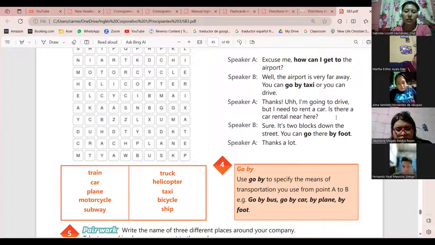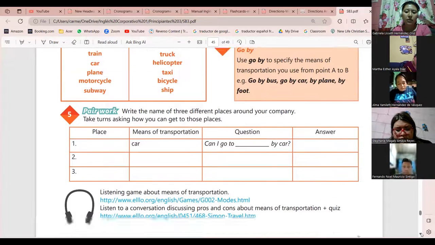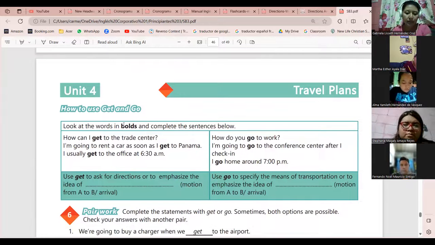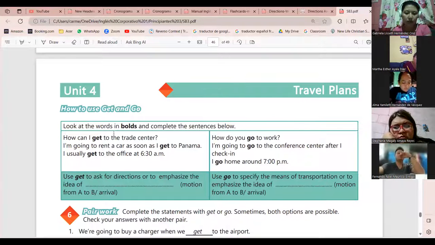Okay, vamos a ver entonces. Un poquito aquí adelantito estos 5 minutos y tenemos acá. Look at the words in bold. In bold. And complete the sentences below. How can I get to the trade center? I'm going to rent a car as soon as I get to Panama. I usually get to the office at 6:30 a.m.